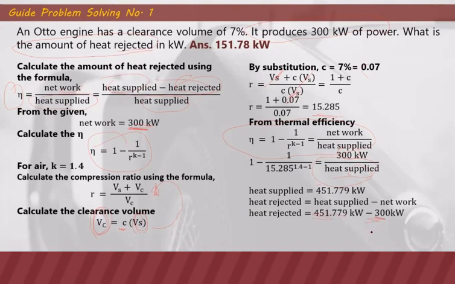So therefore, for this Otto engine, the heat rejected is 161.78 kilowatts. As you can see, the amount of heat rejected is also a substantial amount of energy, since this produces 300 kilowatts and the heat supplied is 451. So around 1/3 of the total amount of heat that we supplied is wasted. So maybe we can improve this Otto engine by increasing the compression ratio or doing some modification.